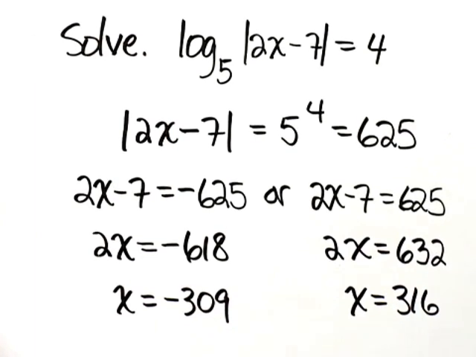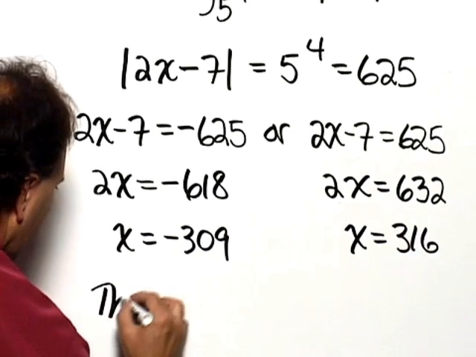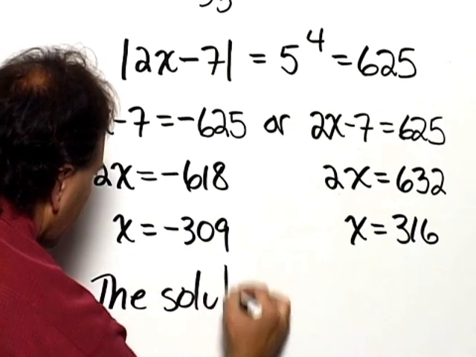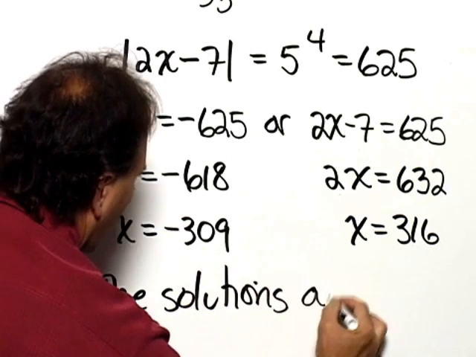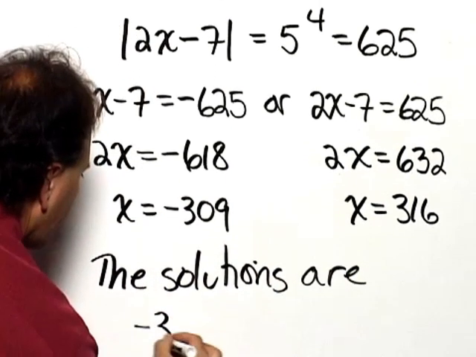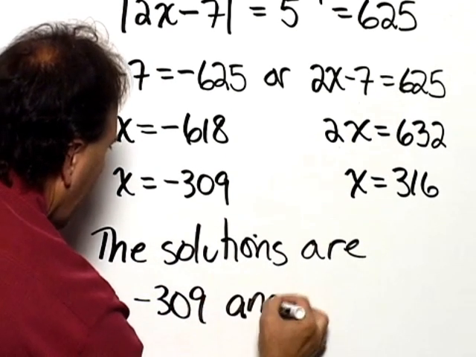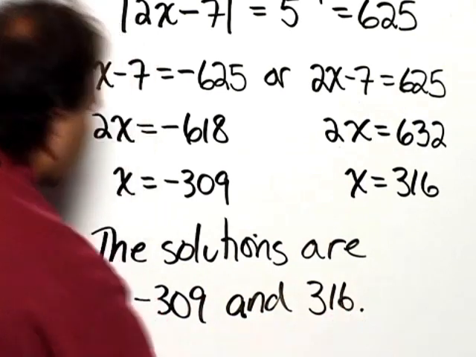You should check both answers, and if you do, you'll find that both solutions do check, and therefore the solutions are negative 309 and 316.